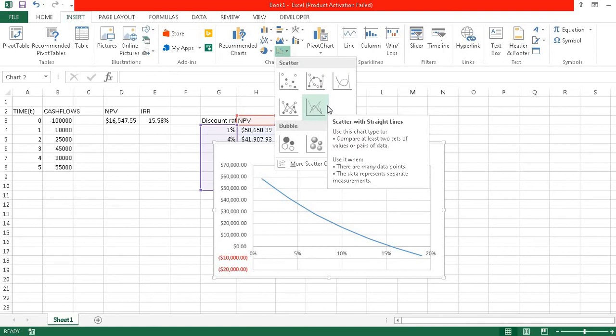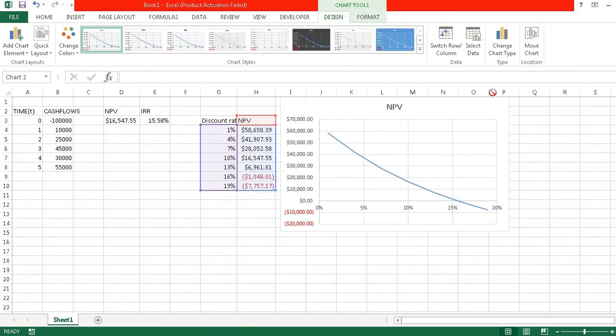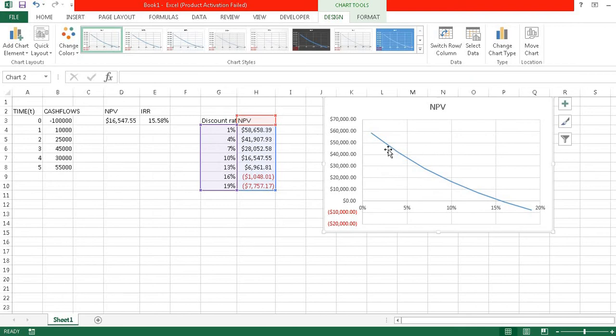Okay, we'll insert this line graph. Looks good. As we can see, the line is inversely sloped. So the relationship between discount rate and NPV is inverse. When the discount rate increases, NPV decreases. And as we can see, at some point between 15% and 20% it becomes 0. So this point at which NPV becomes 0, where the line touches the x-axis, is the IRR. Somewhere a little higher than 15%, and we can see the internal rate of return is 15.58.